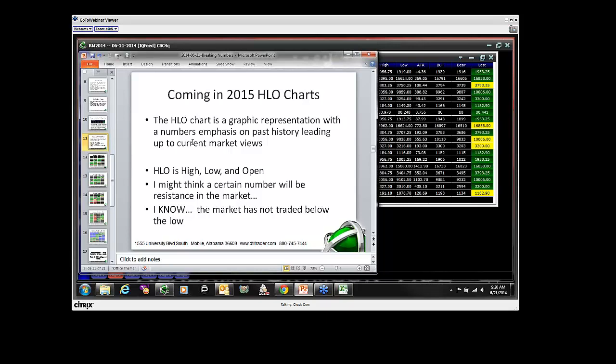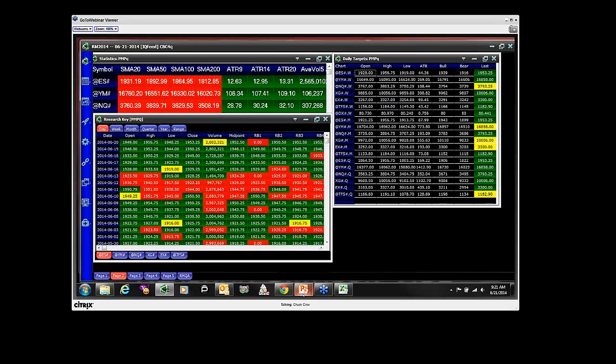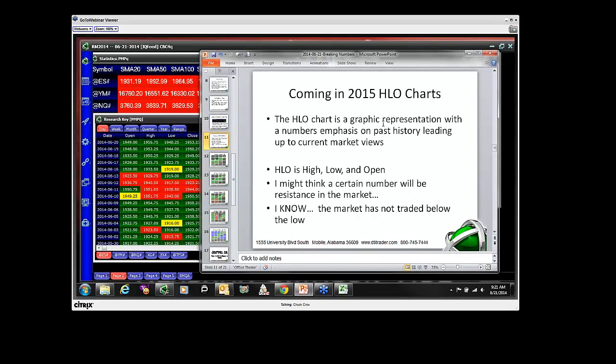We're looking at what we're calling HLO charts. That's just the working name right now, so we might have to change that around. We'll have to look around and make sure we don't infringe on anybody. This particular chart is a graphic representation with a number emphasis on past history leading up to current market views. So we're going to take that boring research key, and I grabbed the wrong title bar there. We're going to take that boring research key and bring it alive a little bit. Show you what exactly this particular bit of information is telling you, but do it in more of a graphic representation so people who are more graphically oriented can see it.